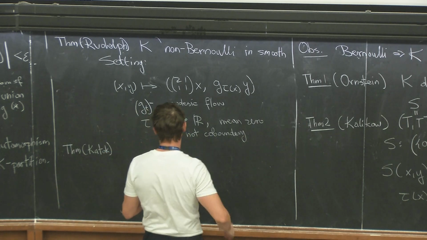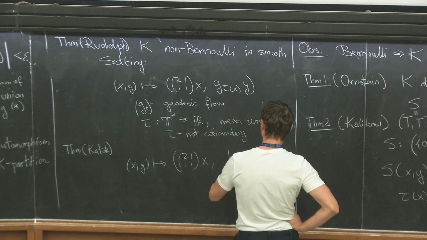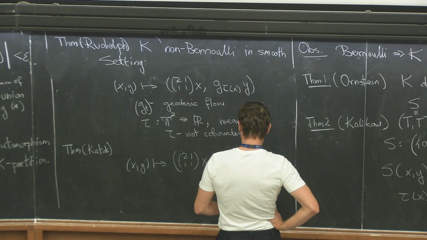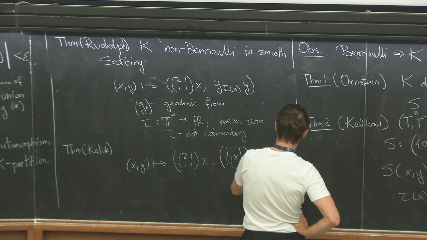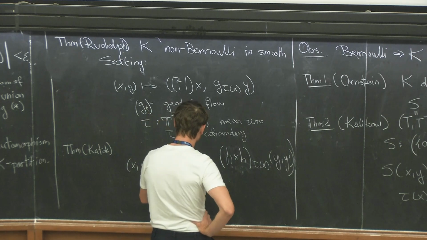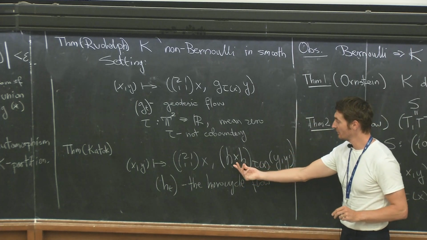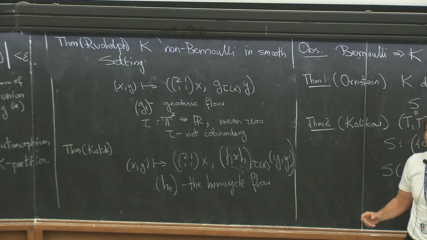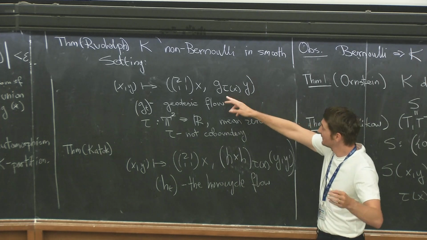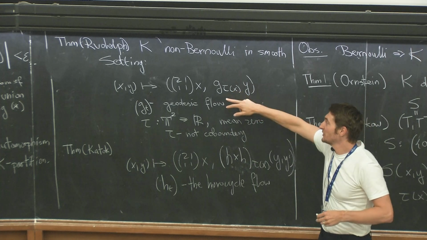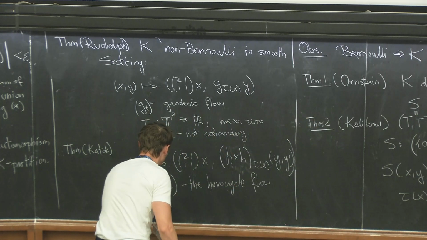A different flavor, also skew products, which is you take (x, y) maps to (A x, ...), where A is 2 1 1 1. And then here you put h_t cross h_t, okay, you put h cross h, τ(x) of y prime, where h_t is the horocycle flow. So you take the direct product of the horocycle flow, h_t cross h_t. And here, of course, τ is positive and not a coboundary.